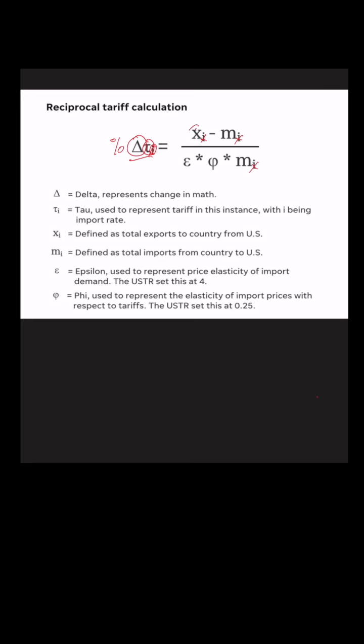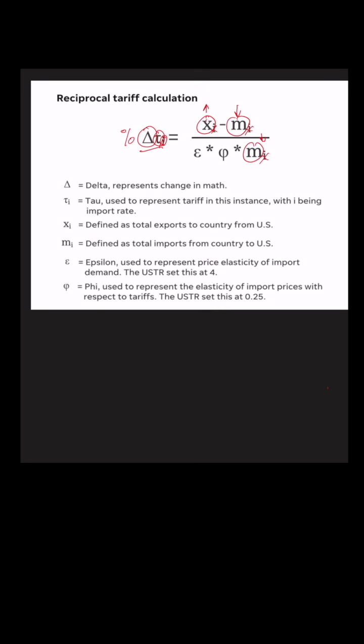So looking at the X, as I said, this is the number of exports that the U.S. is sending out to other countries. M is the number of imports the U.S. is taking in. So X is exports, M is imports. The epsilon here and the phi, these two represent elasticity. And what elasticity is, is the reaction to something. In this case, it's the reaction to the tariffs.